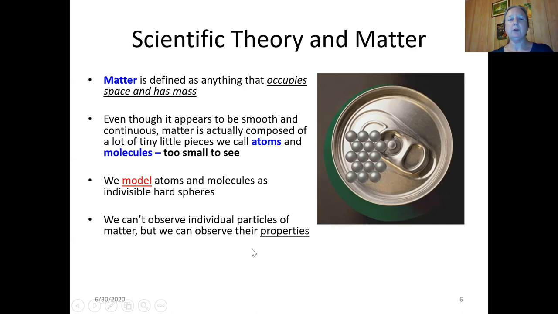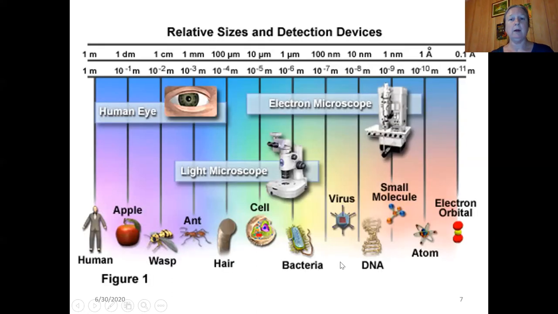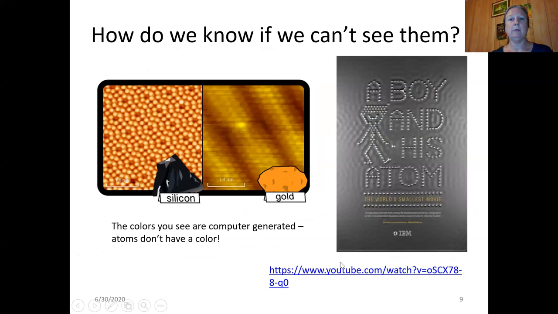So because they are so small, we mostly in chemistry study their properties. Those are what we can measure and observe. And from that, we extrapolate information about the world around us.